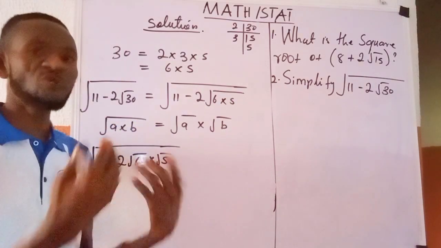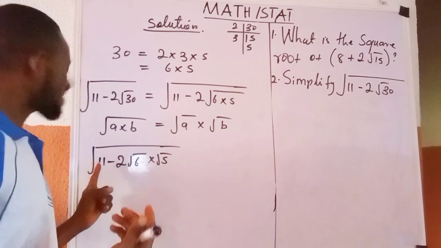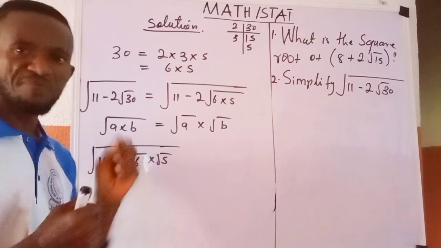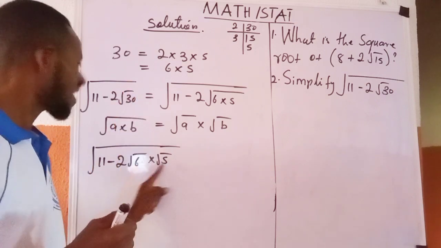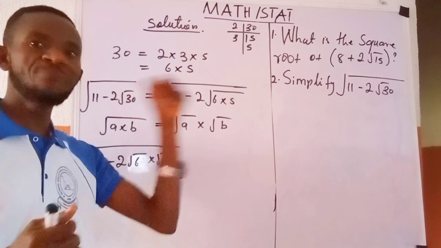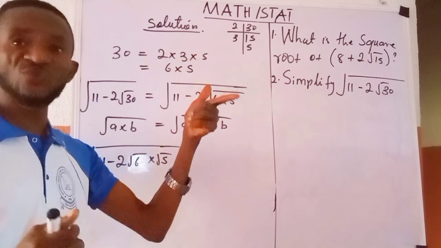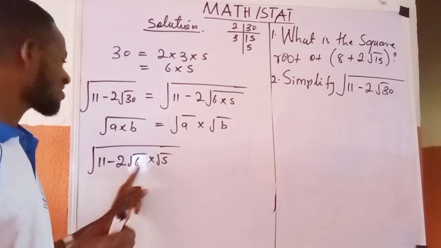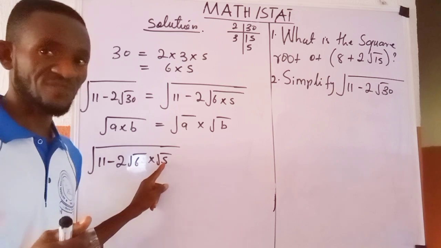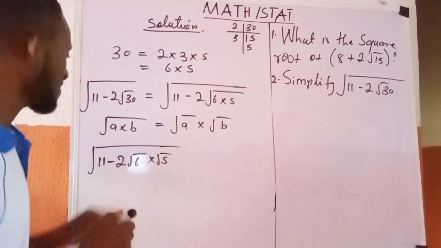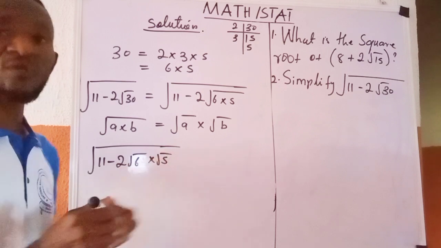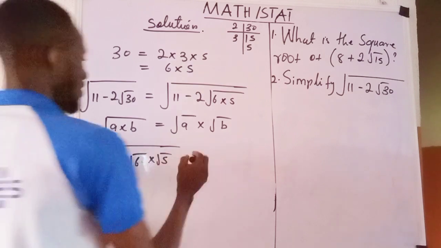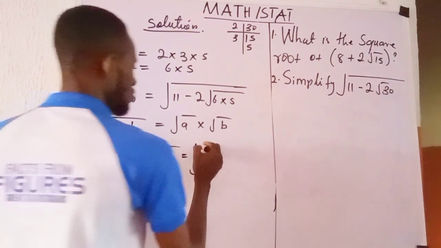Now, the next thing I'm going to do is to break this 11 into 2, making use of 6 and 5. Just like I broke the other time 8 into 2, making use of 5 and 3. Because you know that 6 plus 5 is 11. So in place of this 11, I am going to use 6 plus 5. And in that case, the whole of this thing becomes the general square root.